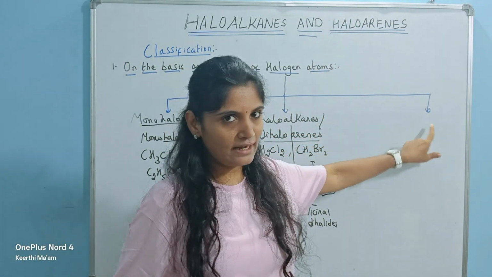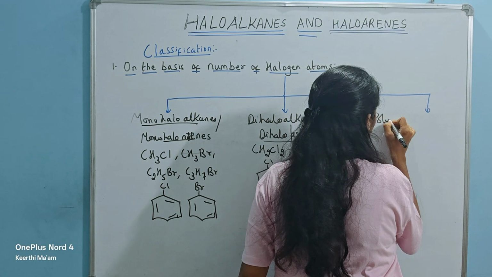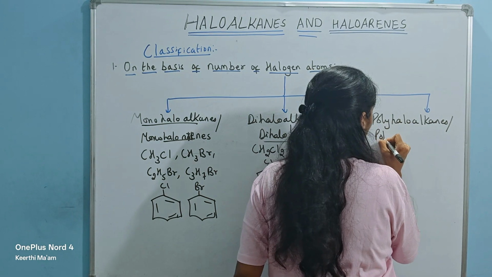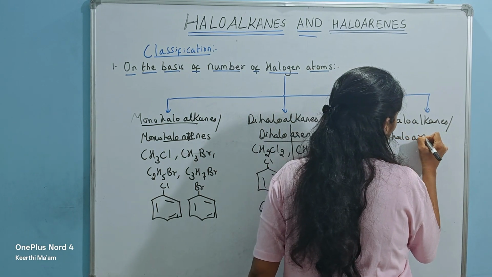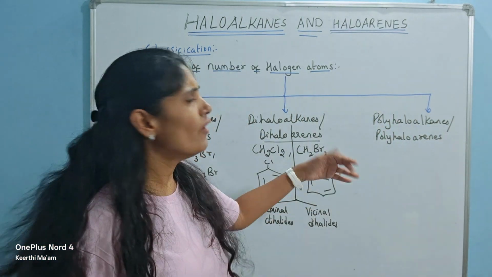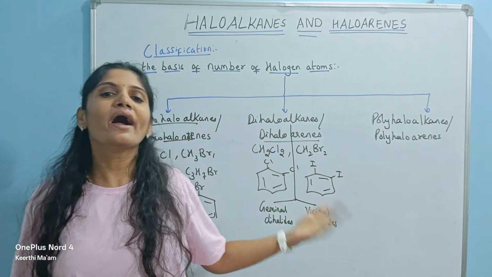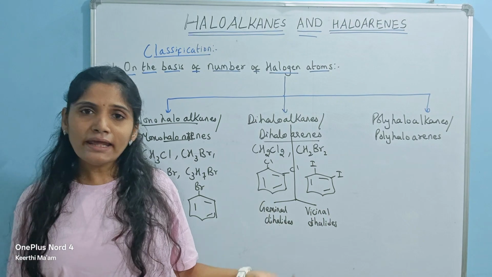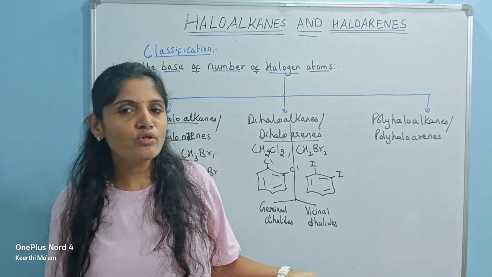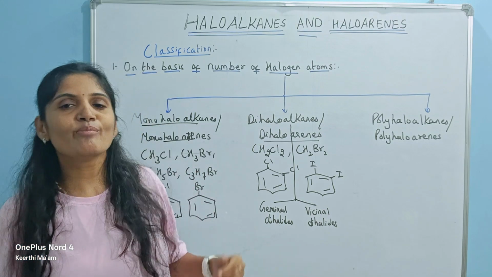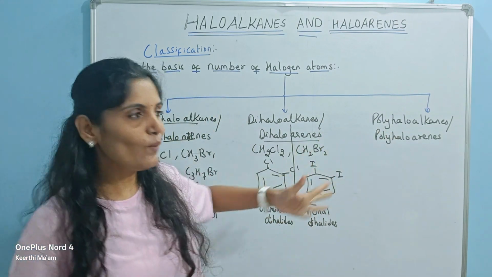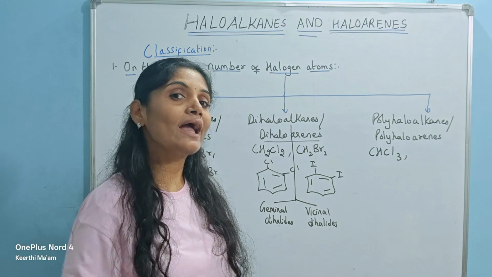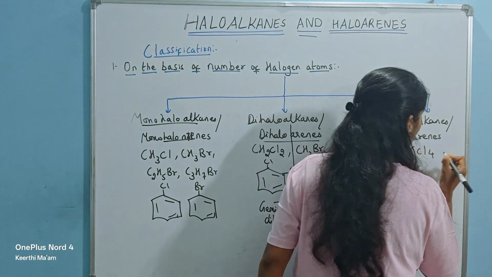Now what is the third category here? They are your polyhaloalkanes or polyhaloarenes. The name makes it very obvious. When more than two hydrogens have been replaced by halogens, I call them polyhaloalkanes or polyhaloarenes. I'll take an alkane. If more than two hydrogens have been replaced by halogens, then I call them polyhaloalkanes or polyhaloarenes. For example, you can take CHCl3, a very famous compound, your chloroform, it is a polyhaloalkane. You can take CCl4 for your carbon tetrachloride.